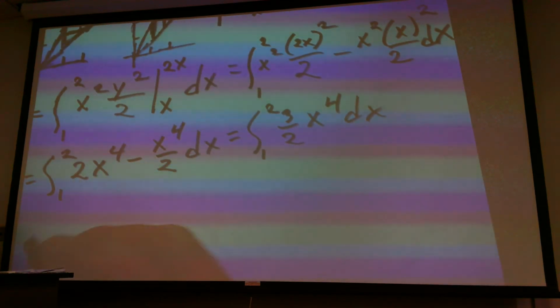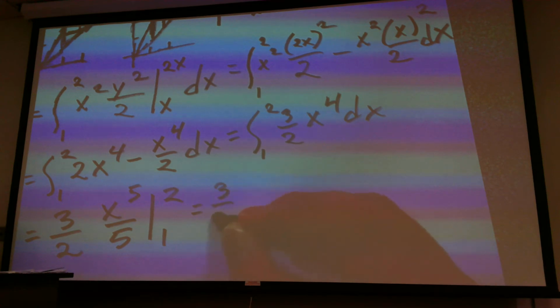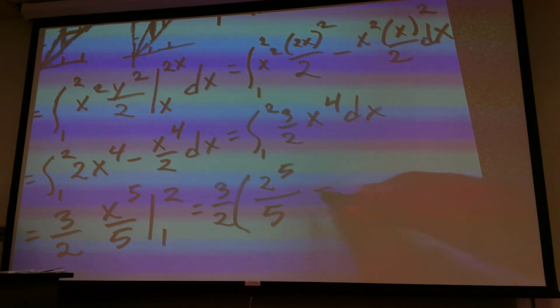That becomes 3 divided by 2 multiplied by x to the 5th divided by 5, evaluated at 1 and at 2. It's easiest for me to just leave the 3 over 2 out here. So that becomes 2 to the 5th divided by 5 minus 1 to the 5th divided by 5.